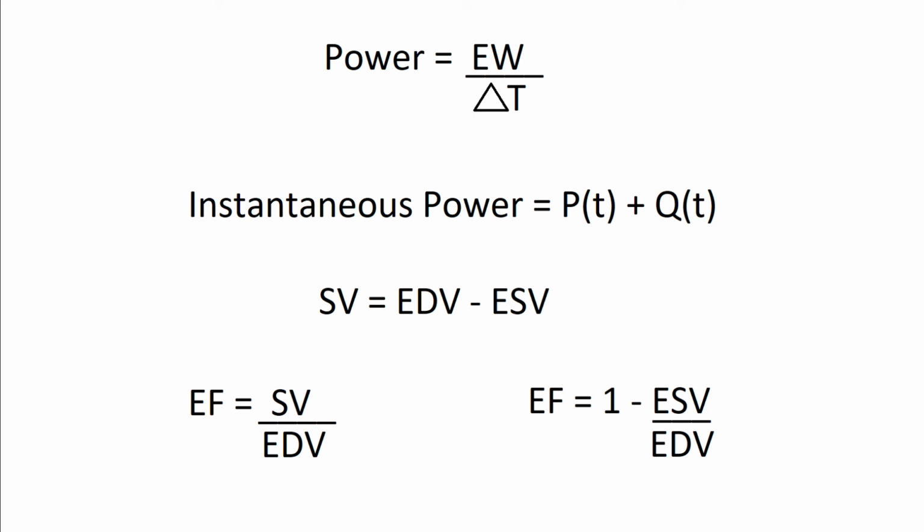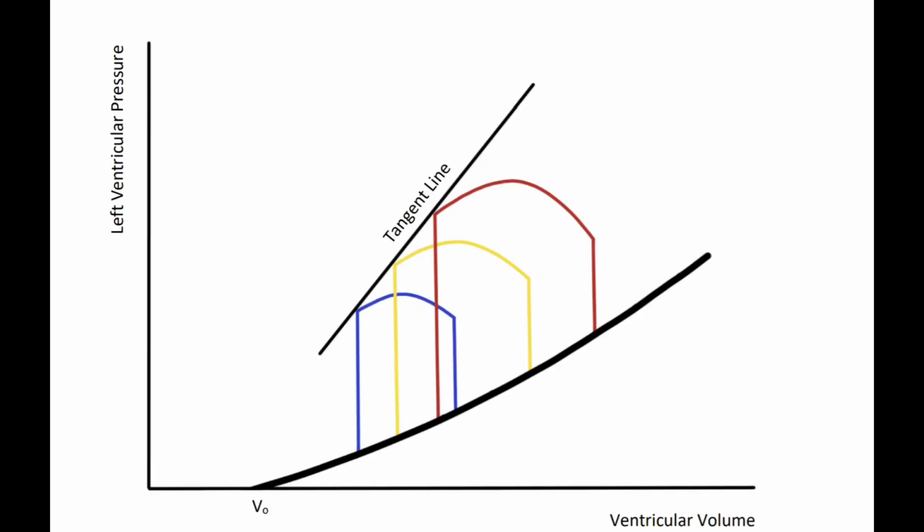The ejection fraction is equal to the stroke volume divided by the end diastolic volume, or 1 minus the end systolic volume over the end diastolic volume. This leads us to Starling's law of the heart, which states that the stroke volume of the heart increases in response to an increase in the volume of the blood in the ventricles.